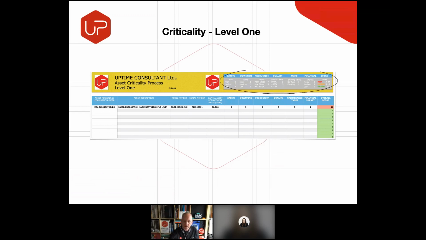So that's the bit where we look at scoring those particular sections, and the particular assets go here. If it's a very complicated asset, you might only have one on this first sheet, but if it was not so complicated, you might have half a dozen or a dozen. So in the second level, we're going to look at the component level.